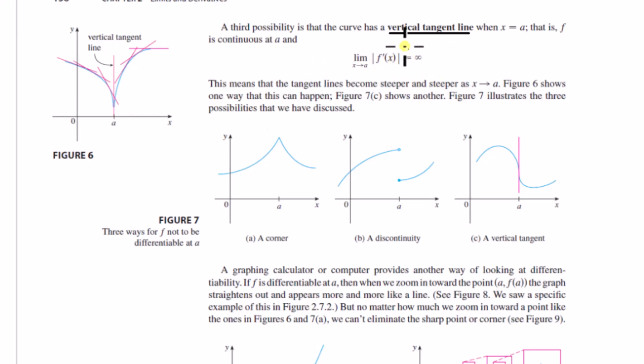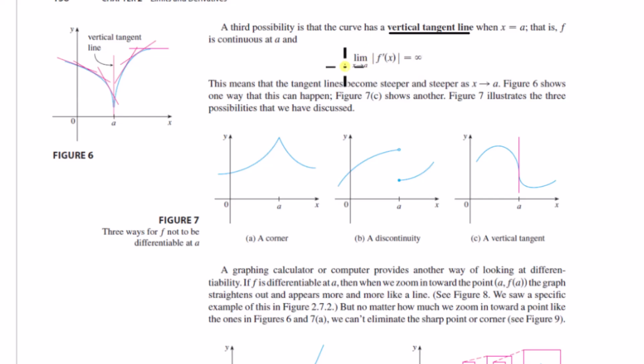Again, in this case with the absolute value, they're using the absolute value because at a kink like this, the limit of the derivative coming from the right is going to positive infinity, and from the left it's going to negative infinity. So this means that the tangent line becomes steeper and steeper as x approaches a. Figure 6 shows one way that this can happen, and figure 7c shows another. So there's a true vertical tangent where you get an actual general infinite limit of the derivative.